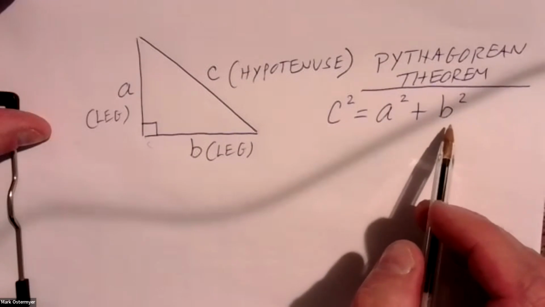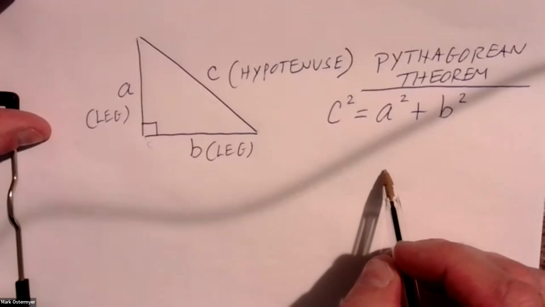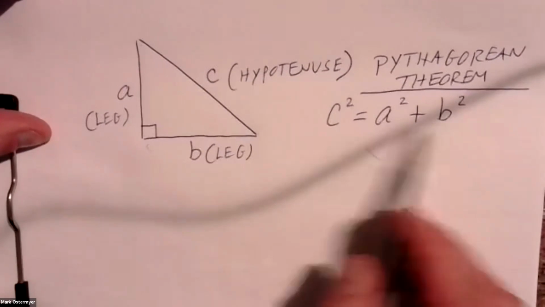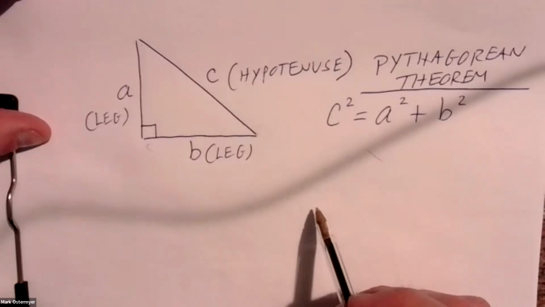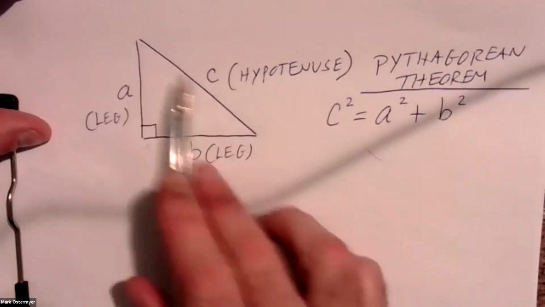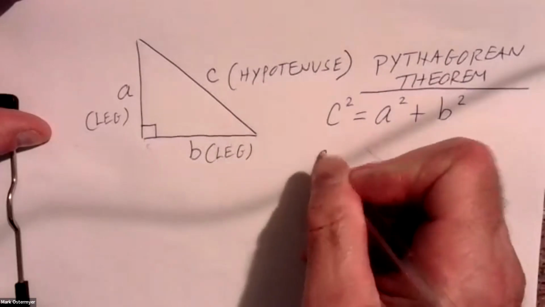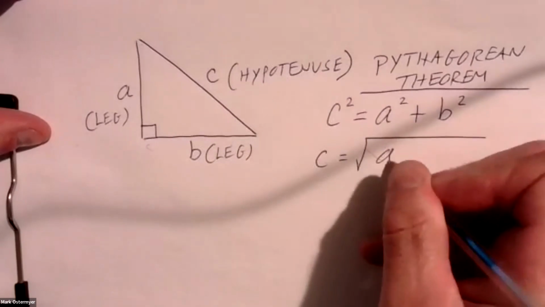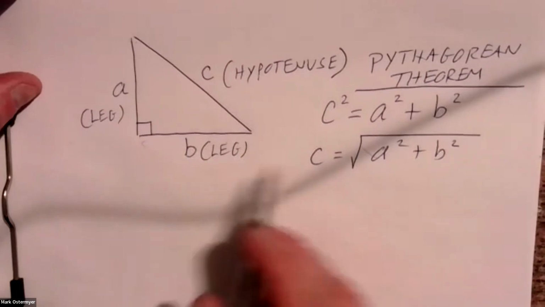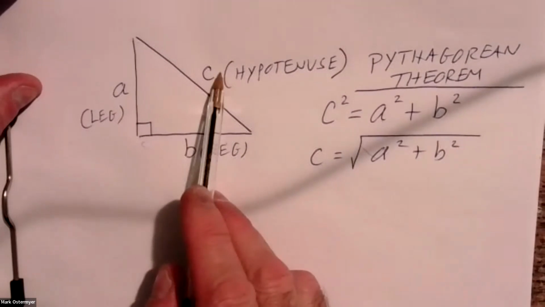All right. So that's how we would find a missing side. Given two of the three sides of our right triangle, we should be able to find the third missing side. So if we were given the two legs and we were asked to find the length of the hypotenuse, we would take the positive square root of both sides of this equation to solve for the length of the hypotenuse.